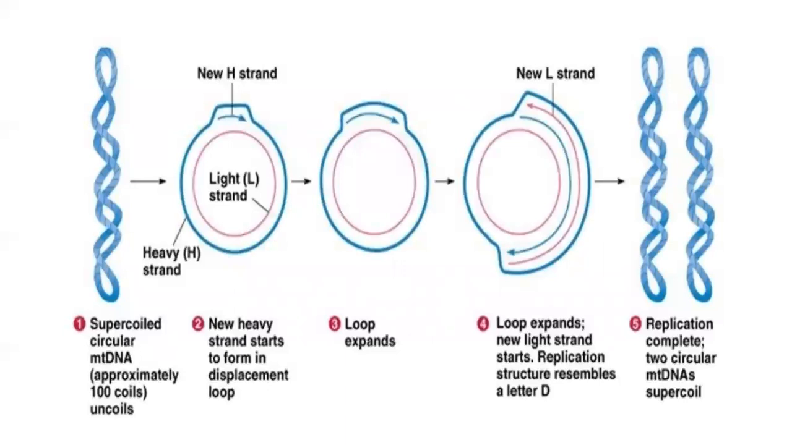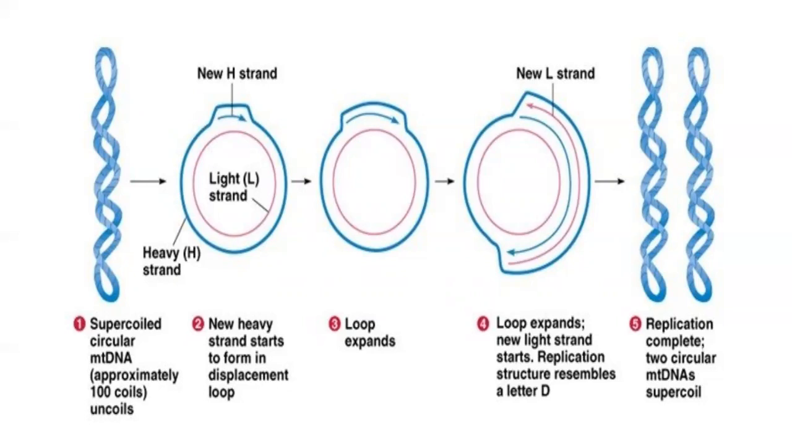So this is the diagrammatic representation of D-loop replication. The first one is the supercoiled circular mitochondrial DNA. It has three strands: an outer heavy strand, an inner light strand, and a new heavy strand that also initiates its elongation.